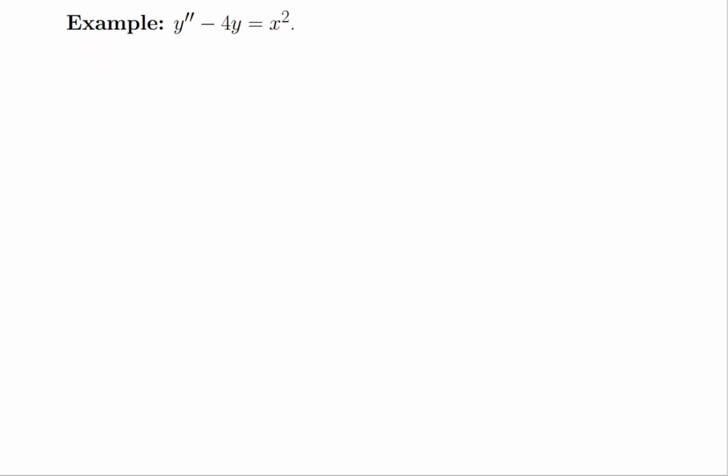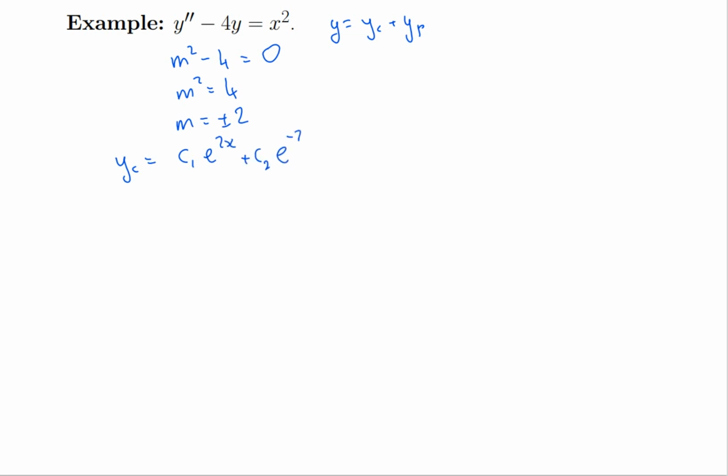So here we go: y double prime minus 4y equals x squared. So the general solution is yc plus yp. To find the complementary solution, write down the indicial equation and solve it: m squared equals 4, m equals plus or minus 2. So the complementary solution is c1 e to the 2x plus c2 e to the minus 2x.